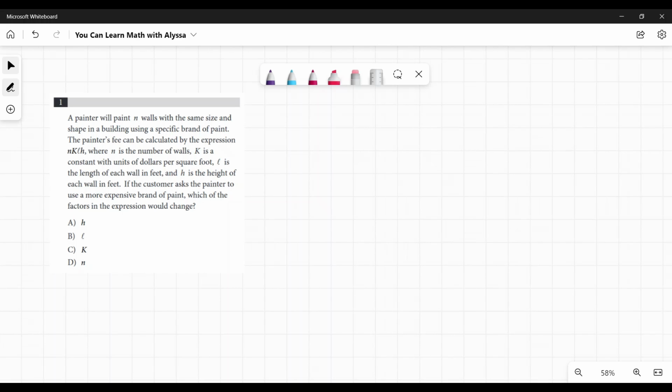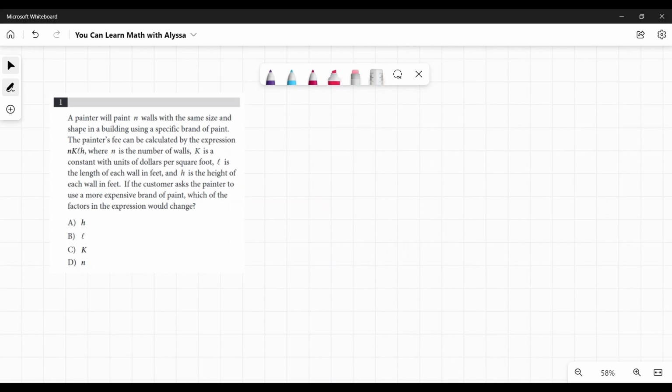Number 1, a painter will paint walls with the same size and shape in a building using a specific brand of paint. The painter's fee can be calculated by the expression NKLH, where N is the number of walls, K is a constant with units of dollars per square foot, L is the length of each wall in feet, and H is the height of each wall in feet. If the customer asks the painter to use a more expensive brand of paint, which of the factors in the expression will change? This is less math and more just logic.